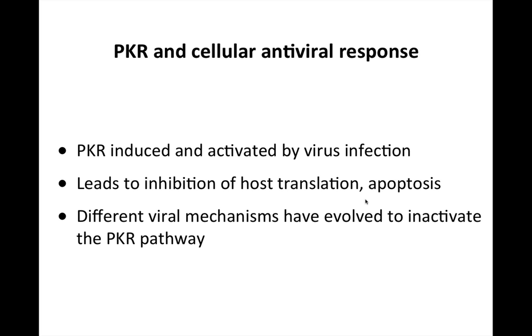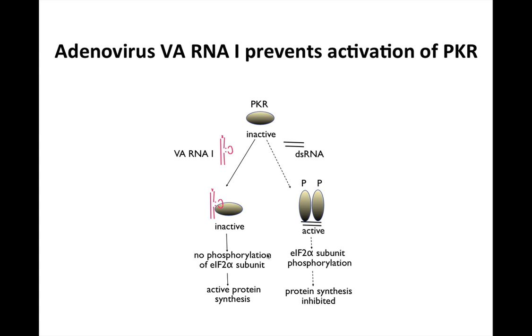And if viruses didn't antagonize it, they'd be wiped out. And almost every virus has some means of inactivating the PKR pathway. That's how important it is. So without a means of antagonizing PKR, viruses wouldn't survive. So let's take a look at a couple of mechanisms for doing this.